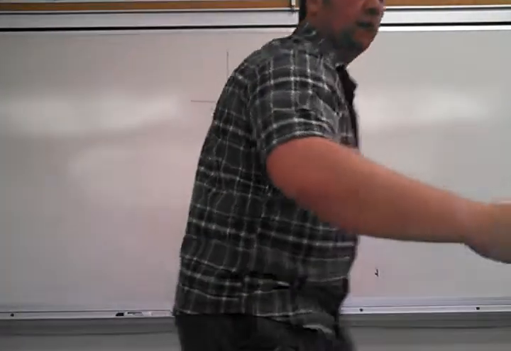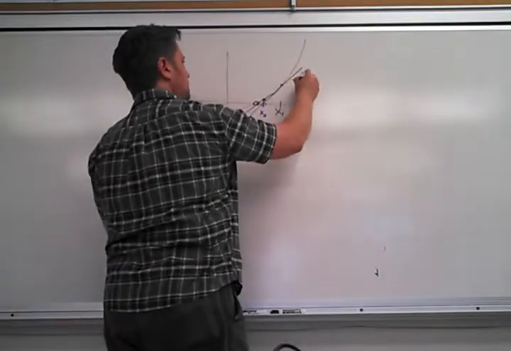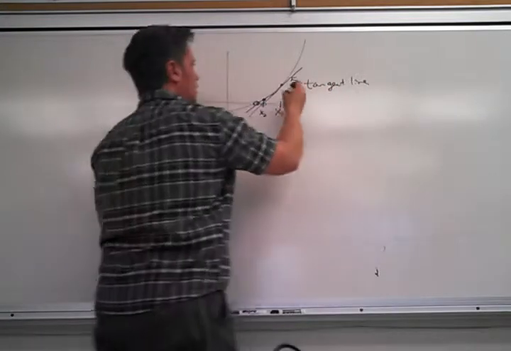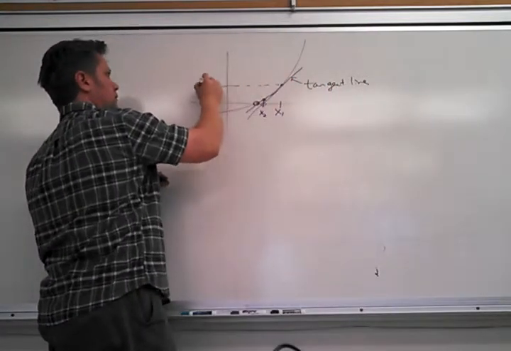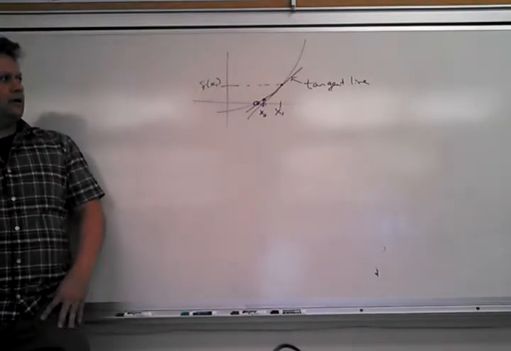Well, how does the math work out here? So this first tangent line. So here's my f of x1. How do I get the equation?